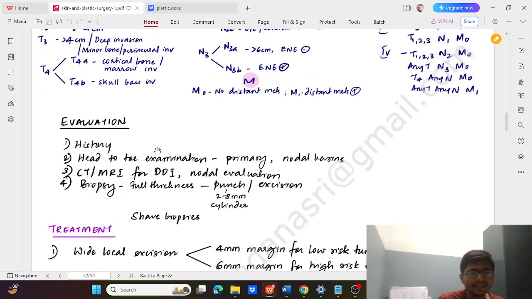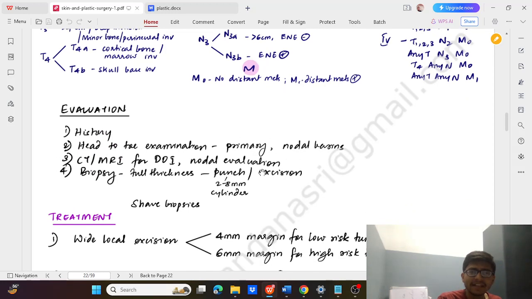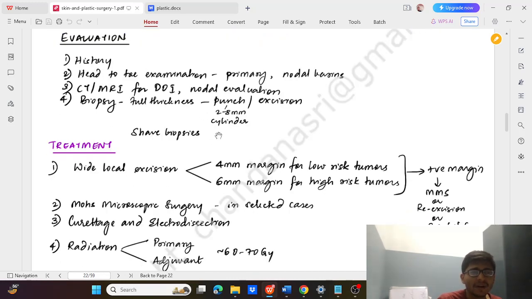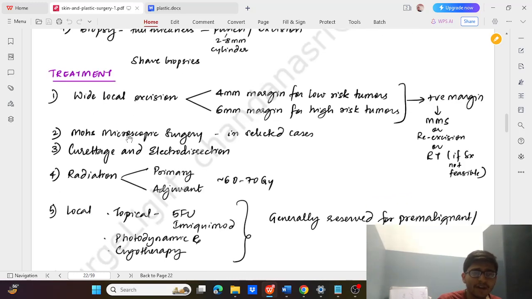So we'll be evaluating with history, then head to toe examination. We'll check the primary and the nodal basins, CT and MRI for depth of invasion and nodal evaluation. MRI is more specific for nodal evaluation, and CT has more sensitivity. For biopsy, we will go ahead with full thickness punch biopsy or excision, or we can also go for shave biopsies.